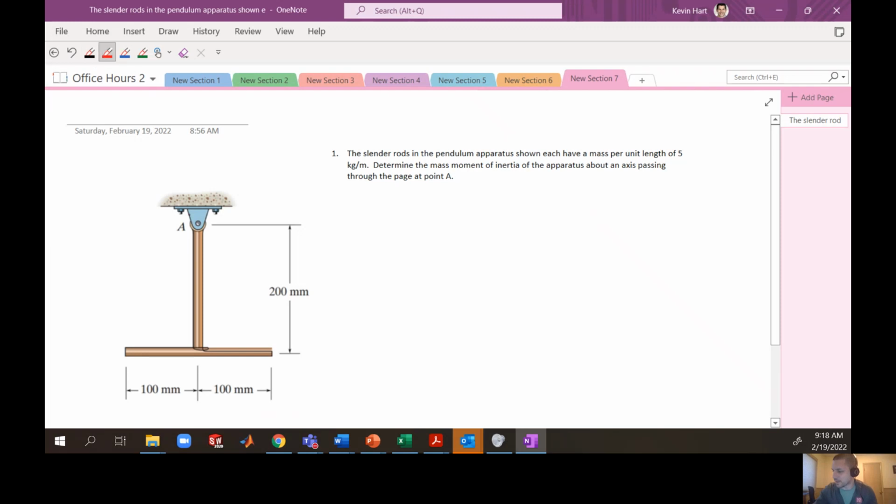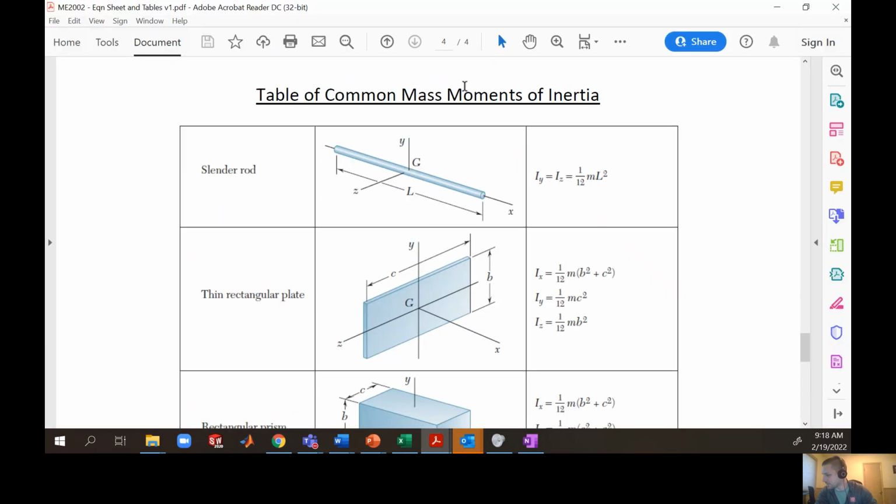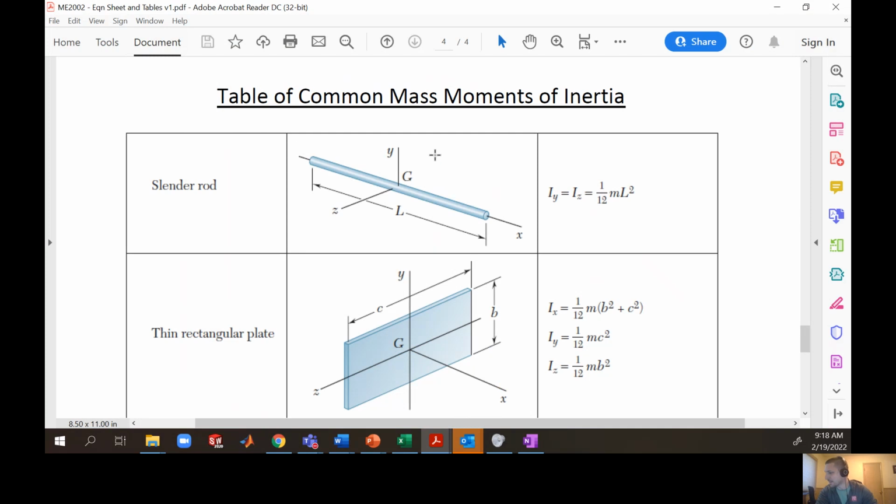So the idea here is that we're looking at point A, and we're interested in an axis that passes right through that particular point. And we'll notice that we have 2 different slender rods here that are going to contribute to the composite body, right? So we have this particular slender rod, and we have this particular slender rod. And if you'll notice in your equation sheet for the class, the mass moment of inertia of slender rods is given as Iy and Iz, which are axes that pass right through the slender rod in an axisymmetric way. So Iy and Iz are the same mass moment of inertia, and it's 1/12 ml squared. M is the mass of the object, and L is the total length of the rod.